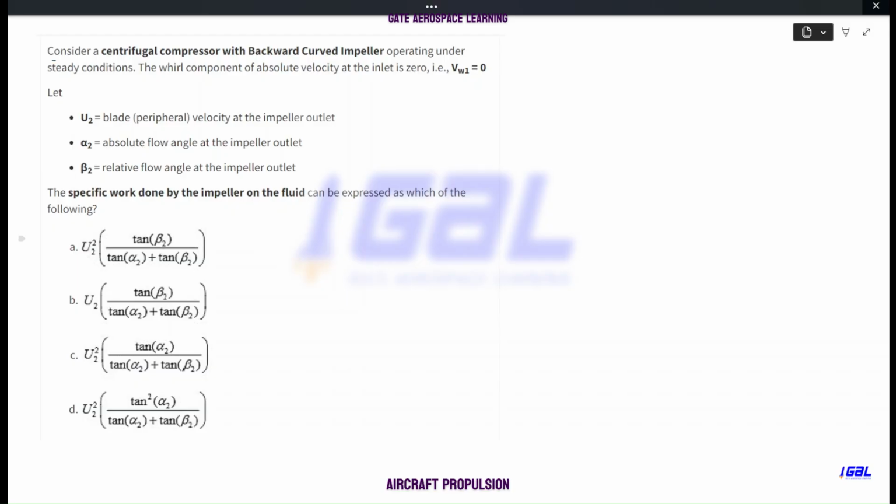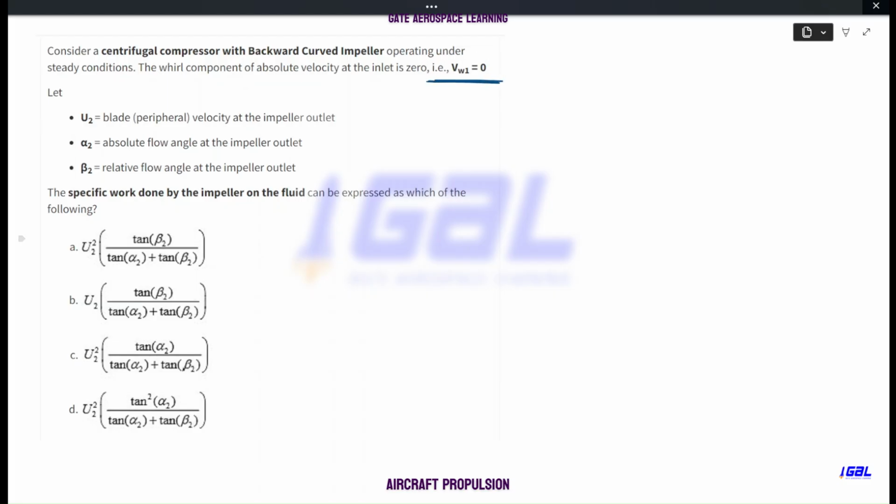So consider a centrifugal compressor with a backward curved impeller blade, operating under steady condition. This is fine, right? Till this point. The whirl component of absolute velocity at the inlet is zero. Now this is an important statement to understand. They are saying that this component is zero. You consider this component as zero.